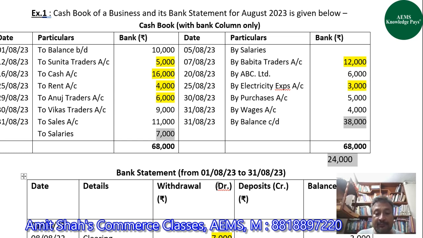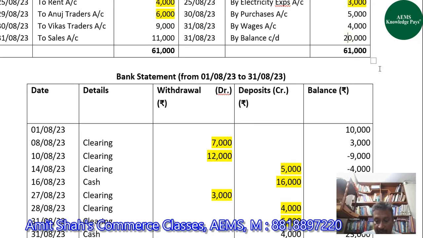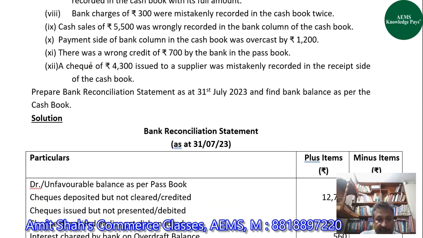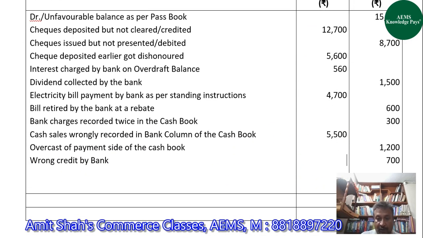Got this now? Aryan, have you got this? So, guys, because of this point, our cash book balance is more by rupees 8,600 than the passbook balance. Since it is more, it will come in the plus column.